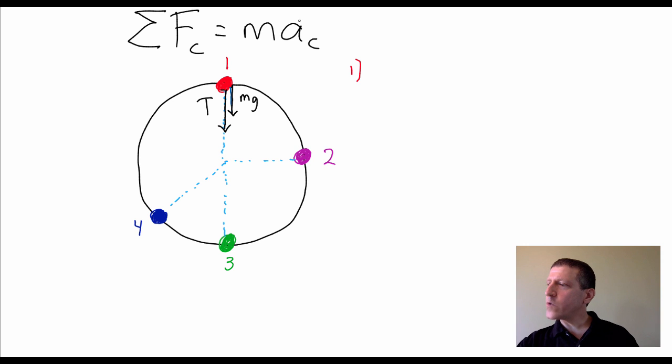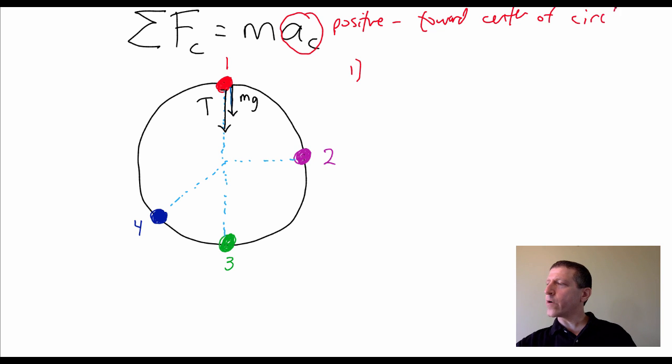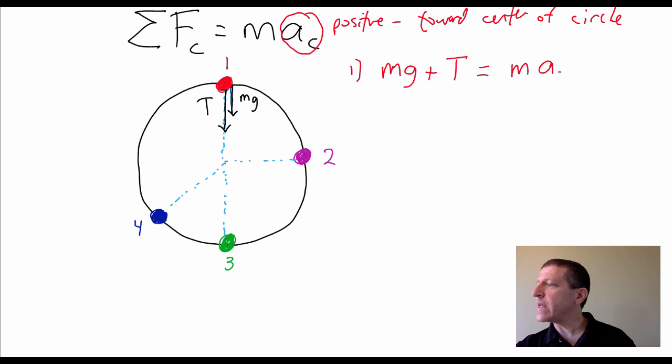the centripetal acceleration positive. In other words, toward the center of the circle should be positive for all these problems. No matter where you're analyzing it, you always want to make positive towards the center of the circle, and that'll make this always work. So for position 1, mg, is that towards the center of the circle? Yes, so that's going to be positive. And all I'm doing is I'm taking this equation, I'm getting specific for each of these positions. So mg is positive, and so is T. Plus T is positive. That will equal m times ac.